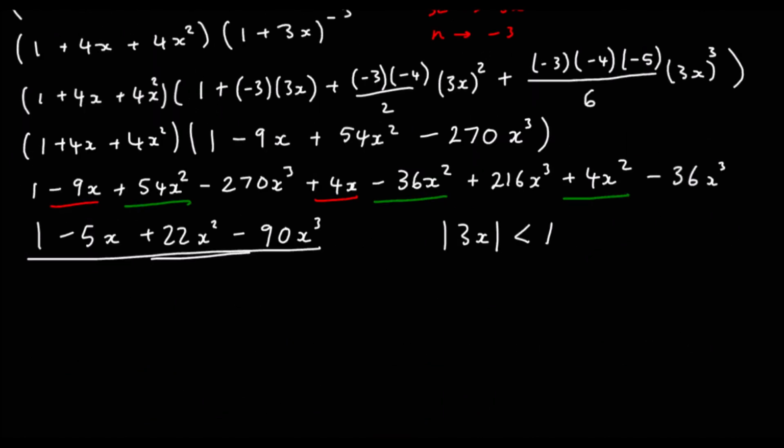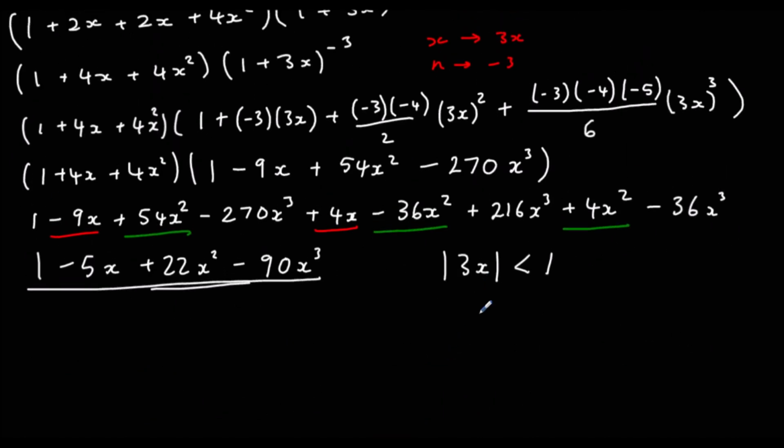And if we want to, we can rewrite that. So divide both sides by 3 and say mod of x is less than a third. So x can be anything between minus a third and plus a third. And we can even rewrite that as x is less than the mod of 1/3. So that is the range for which this expansion is valid.